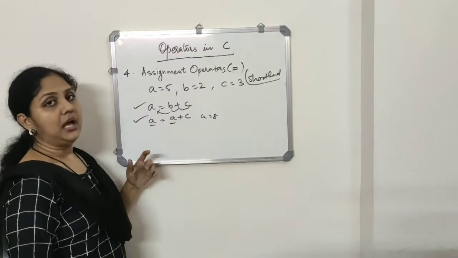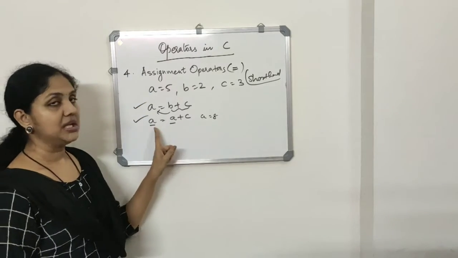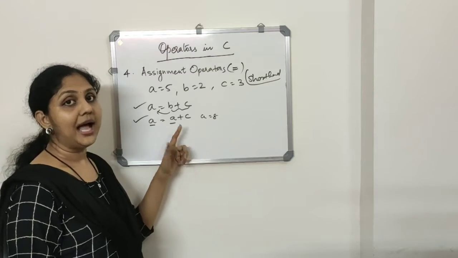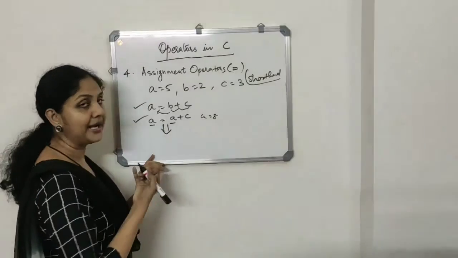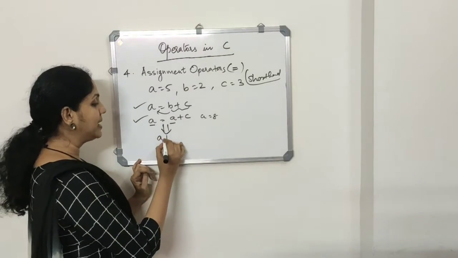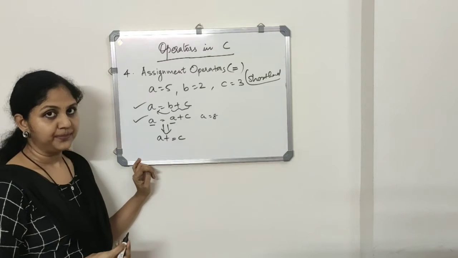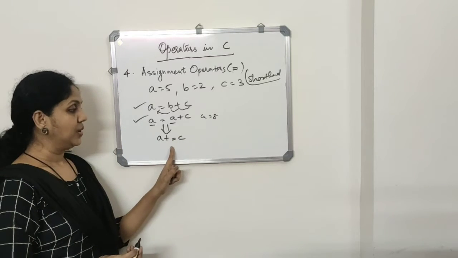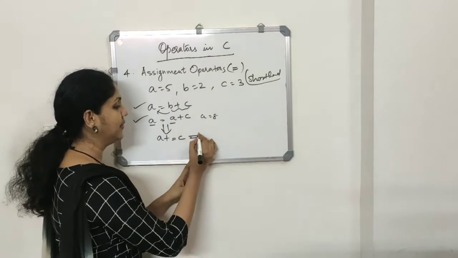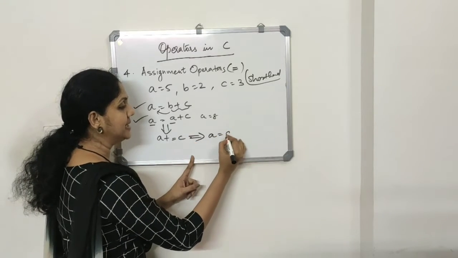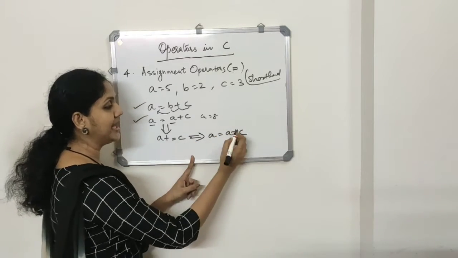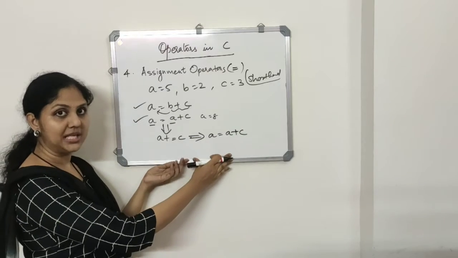Okay, this is correct. This is also correct. But instead of repeating A here, I can come to a shorthand form, that is A plus is equal to C. This is very much similar to A is equal to A plus C. Both expressions are the same and give the same result.